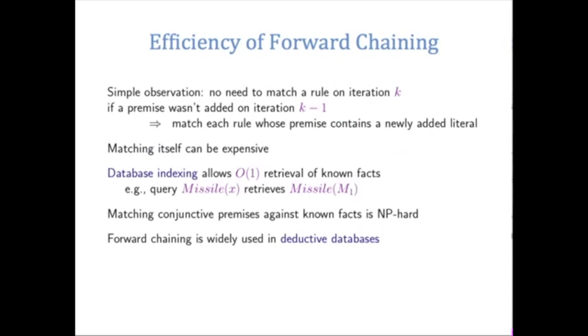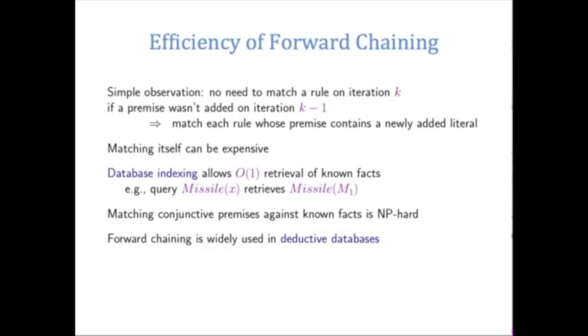In terms of the efficiency of forward chaining, we basically don't need to match a rule on some iteration k if a premise of that rule wasn't added at iteration k minus 1. In other words, we want to keep going forward instead of starting over all the time. So we'll match each rule whose premise contains a newly added literal.